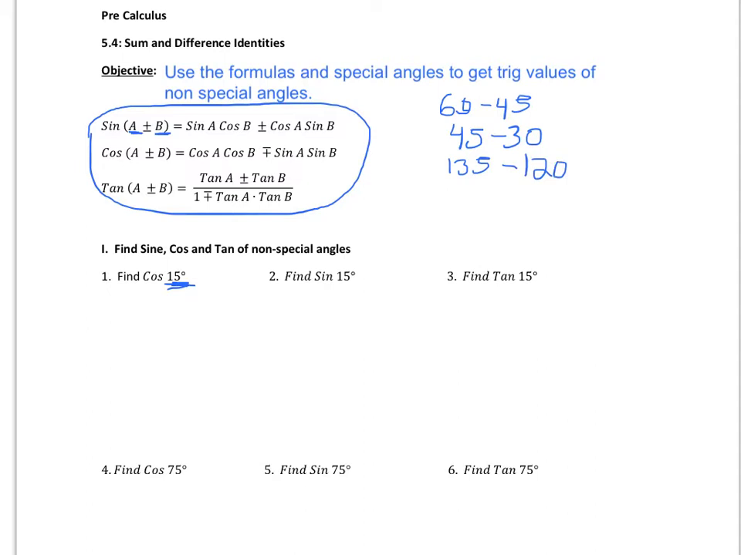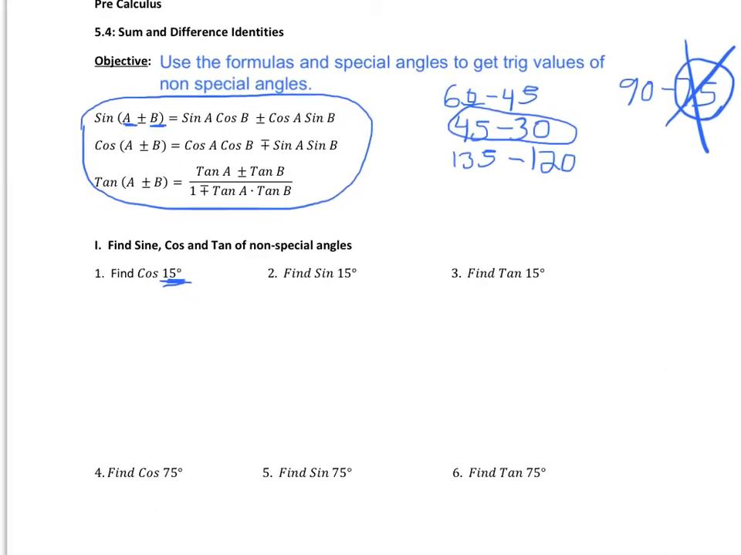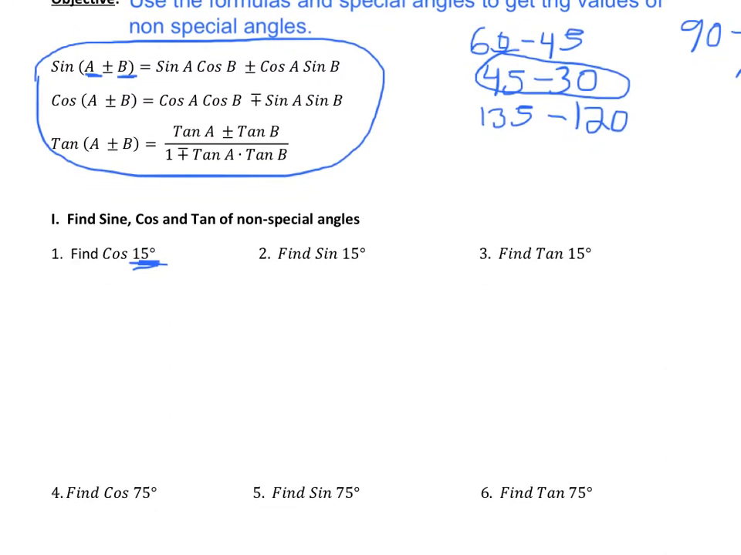But the one thing I could not do, let's do this, 90 minus 75. 90 minus 75 is 15, but this 75 is not a special angle, so I can't use that. Now I'm going to use these, the smallest ones. It's always easier to use small angles that are in the first quadrant. So another way to write number one is cosine of 45 minus 30.